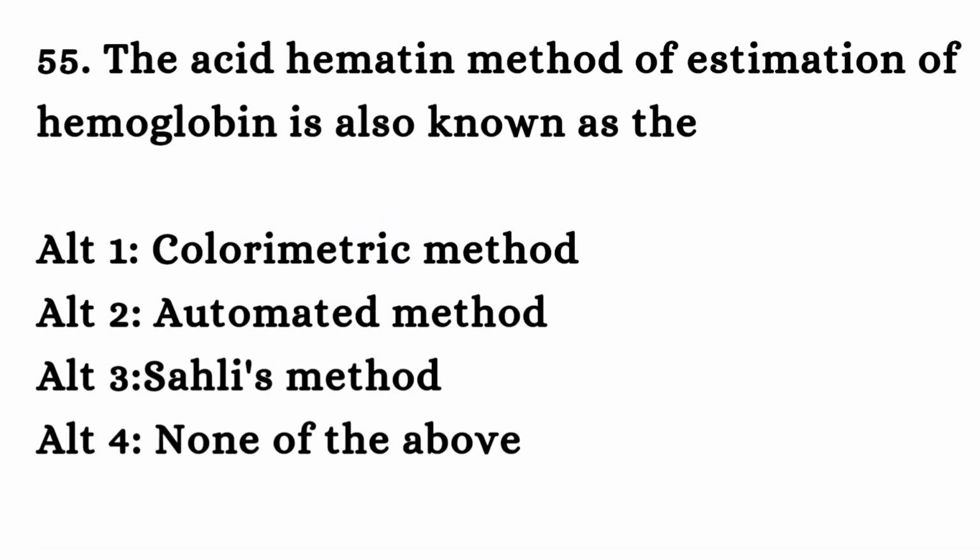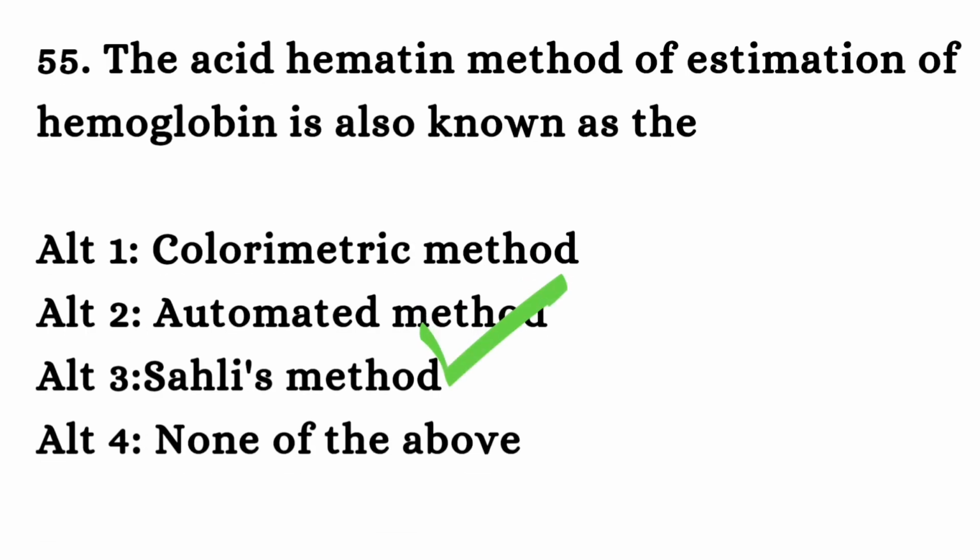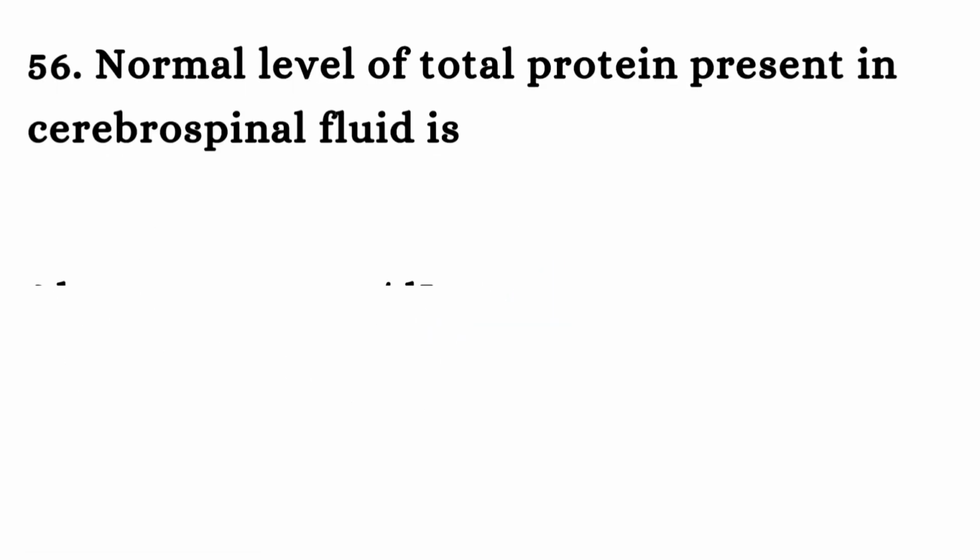Next one. The acid hematin method of estimation of hemoglobin is also known as Option 1 colorimetric method, Option 2 automated method, Option 3 Sahli method, Option D none of the above. The right answer is Option 3 Sahli method. The reagent used in Sahli method is N/10 HCl. HCl plus hemoglobin form acid hematin.